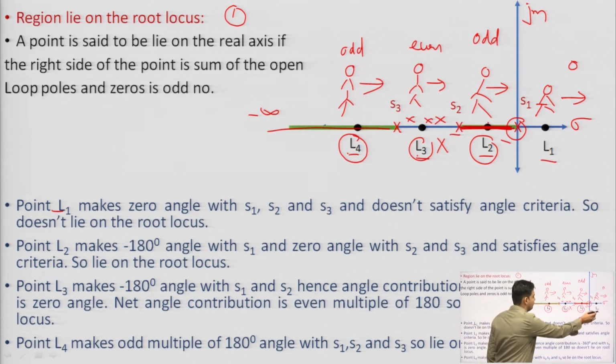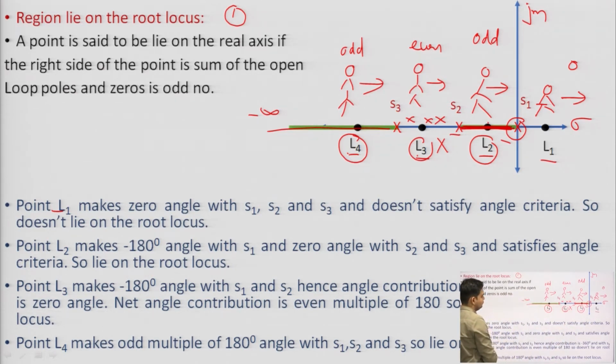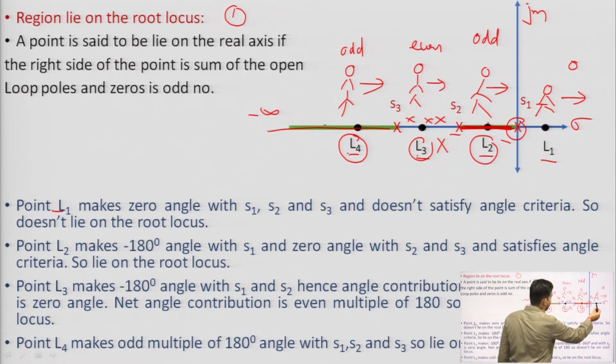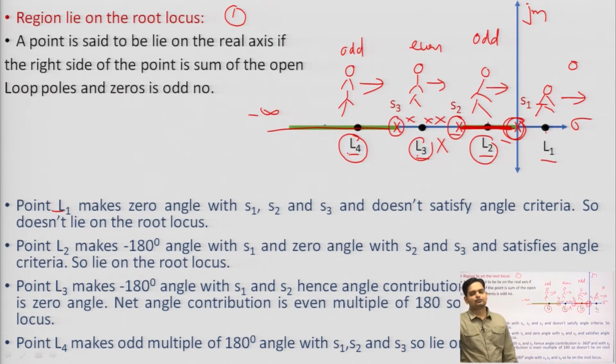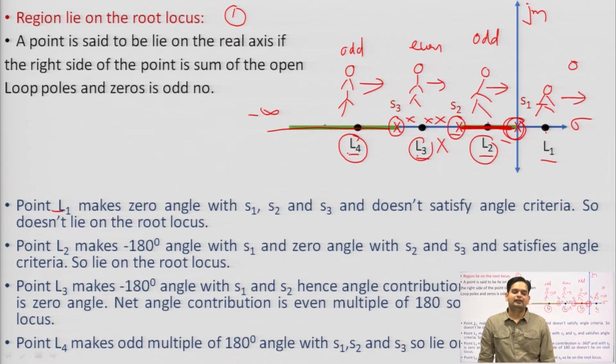So, first I will go for L1. I have to observe that if I am standing at L1, it will make 0 degree angle with this pole, 0 degree angle with this pole, right. So, for the angle condition, what is the condition? That the angle contribution of the point should be an odd multiple of 180, right. If it is coming 360, an even multiple of 180, then it will not lie on the root locus. So, right now the angle is 0, sometimes it may be 360, then we can say this point is not part of the root locus.